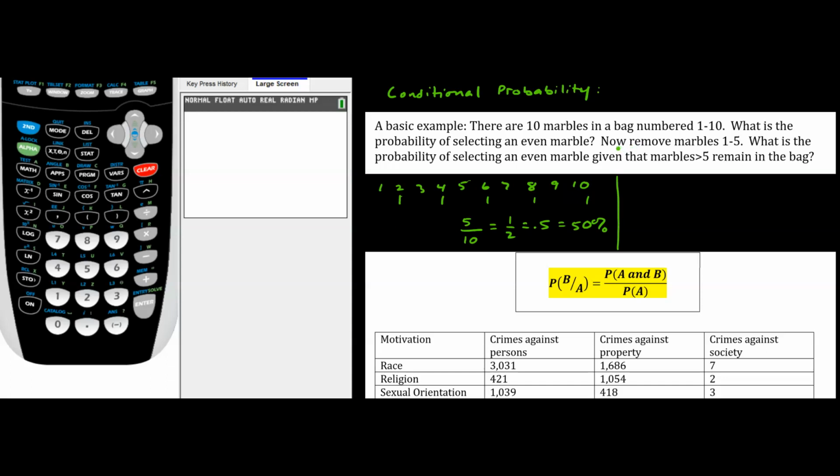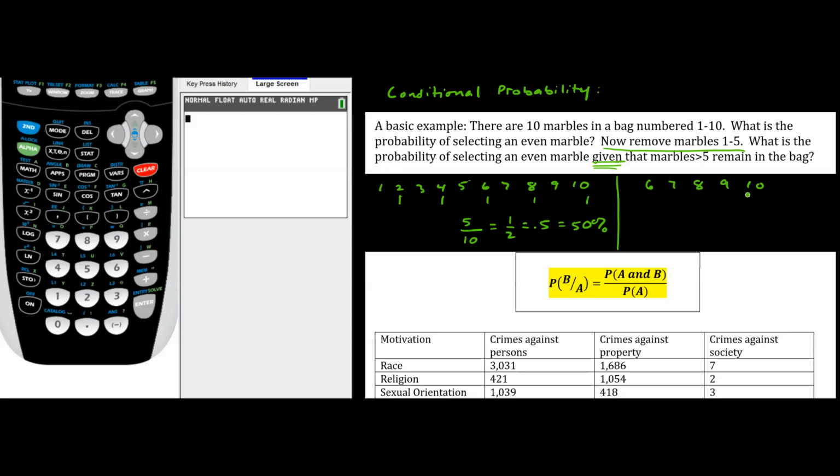And I'm going to convert this into a conditional probability example. So I said, now let's impose this condition. Let's remove marbles 1 through 5. So instead of looking at the numbers 1 through 10, now we're simply looking at marbles that are numbered 6, 7, 8, 9, and 10. And my question is, what is the probability of selecting an even marble now, given, there's that word given, that marbles greater than 5 are the only ones that remain in the bag?